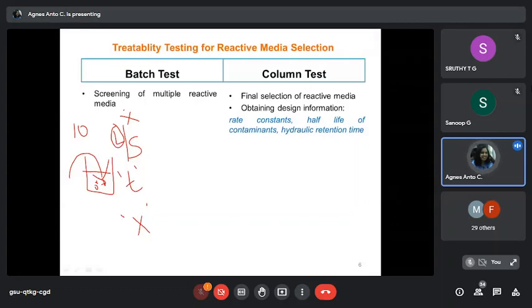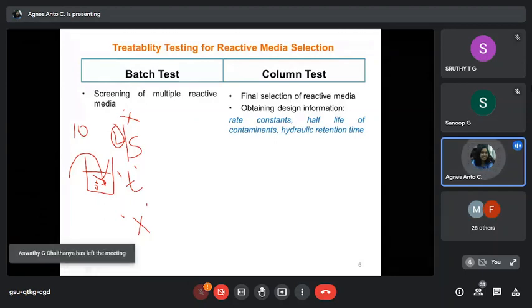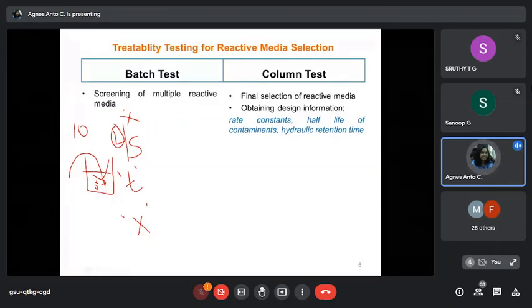So batch test is a very rudimentary or preliminary test which will help you to screen out different options of materials that you can use for a permeable reactive barrier. From the 10 materials you have tested, you have seen that 3 materials gave positive results, because these 3 materials can be used for removing the contaminant present in the groundwater. Once you have decided on 3 materials, now you elevate it to column test.